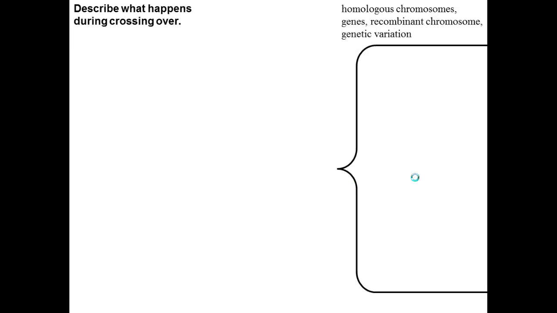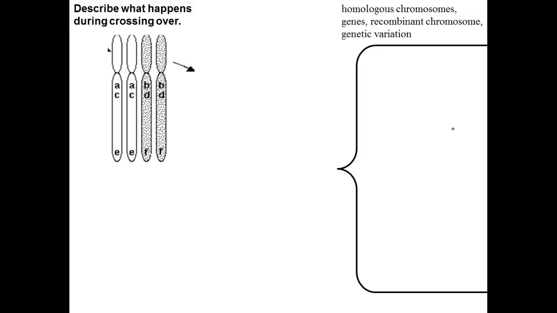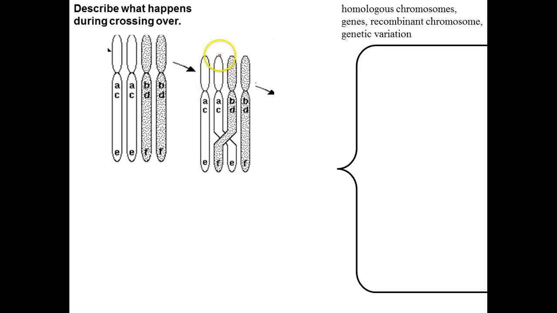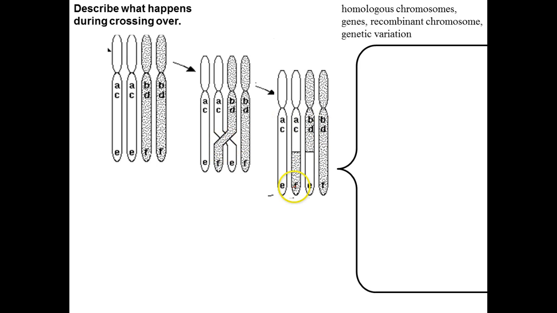Describe what happens during crossing over using these terms. If you want, pause and practice using these terms. So here you have chromosomes. The different genes or alleles are represented by letters. So here's a homologous pair. And between the non-sister chromatids, segments of chromosomes are exchanged, producing 4 genetically unique chromatids. And that contributes to genetic variation.